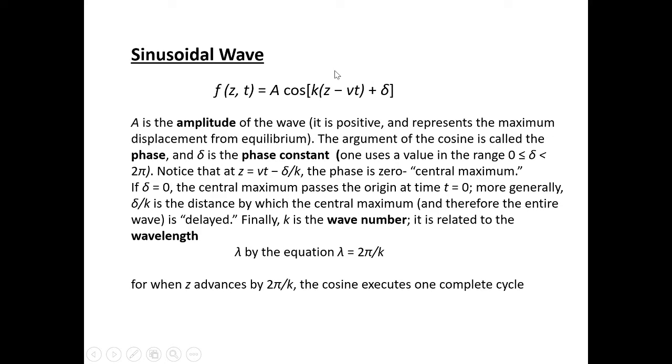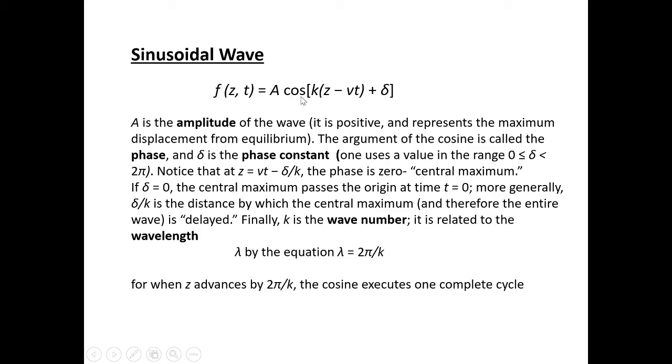As you know, f is a function of z and t, equal to A cos[k(z - vt) + delta]. A is the amplitude of the wave. It is positive and represents the maximum displacement from equilibrium. The argument of the cosine is called the phase. Here, this is the phase.